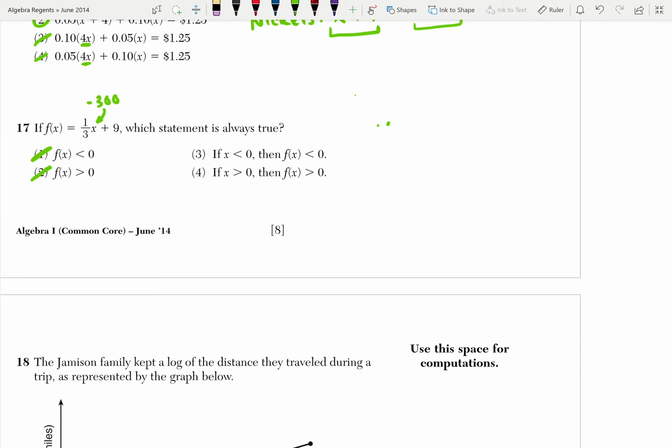So let's keep going. Option 3 says that when x is negative, then f of x will also always be negative. Okay, is that always true? Is it always true that if I plug in a negative number, this will always be negative? Let's check. Let's try to plug in a negative number where it will give us a positive f of x.